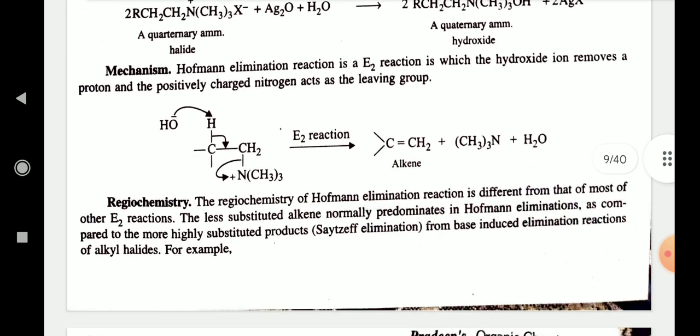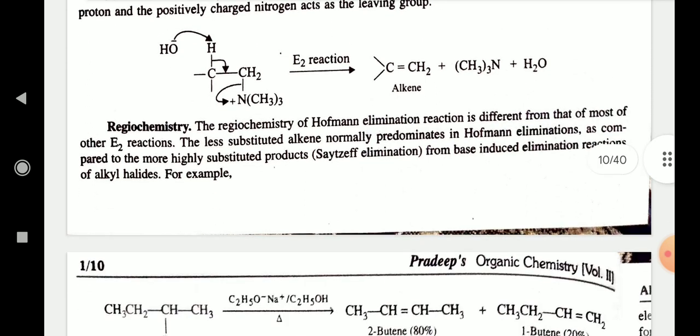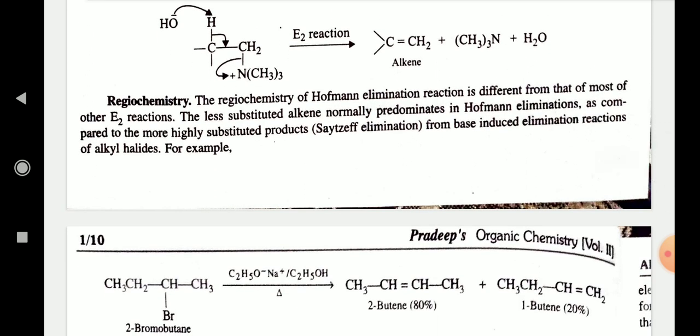Mechanism: Hofmann elimination reaction is an E2 reaction in which the hydroxide ion removes a proton and the positively charged nitrogen acts as the leaving group. Regiochemistry: the regiochemistry of Hofmann elimination reaction is different from that of most other E2 reactions.